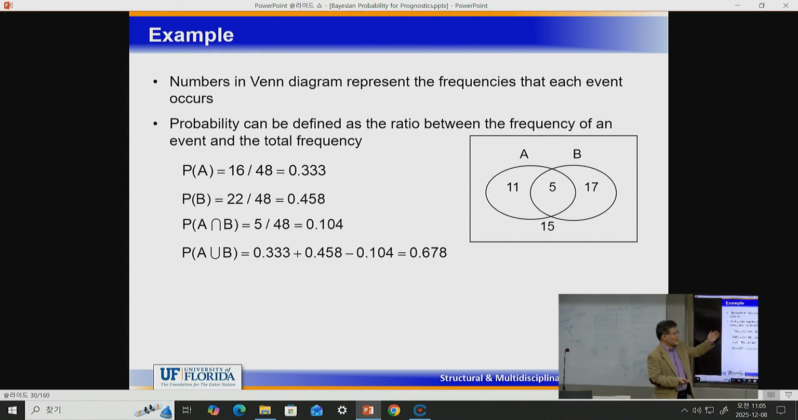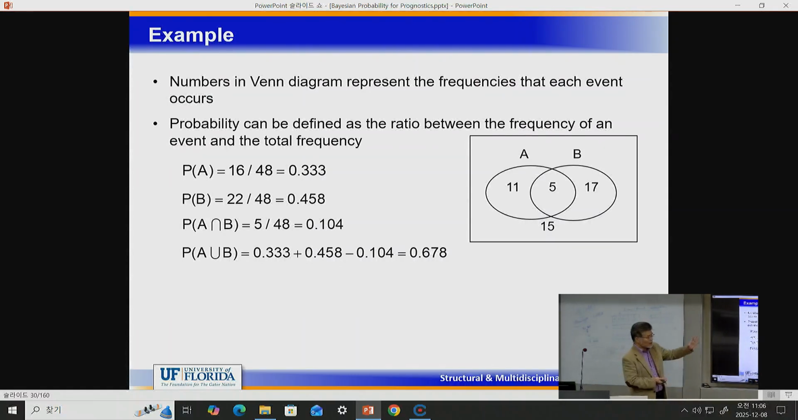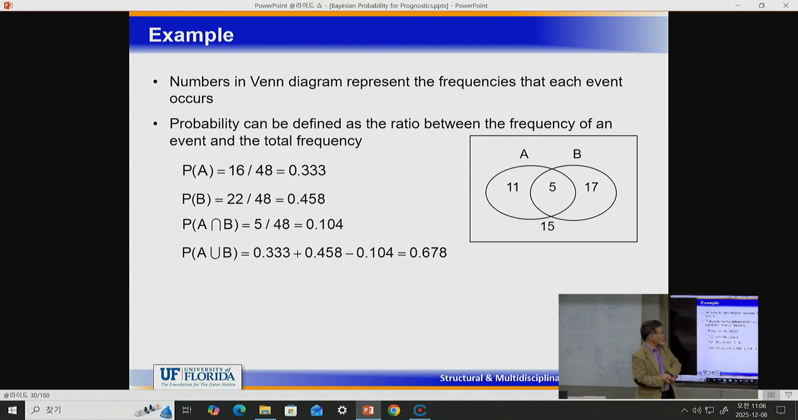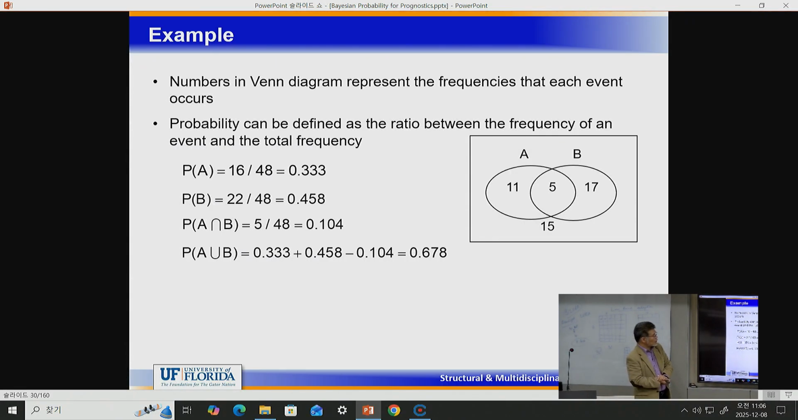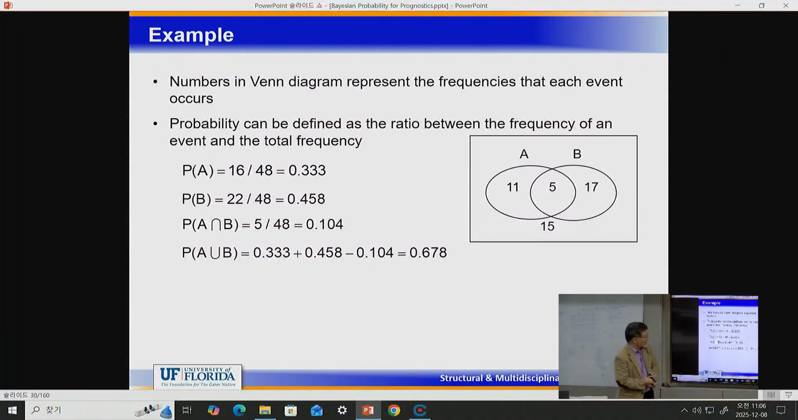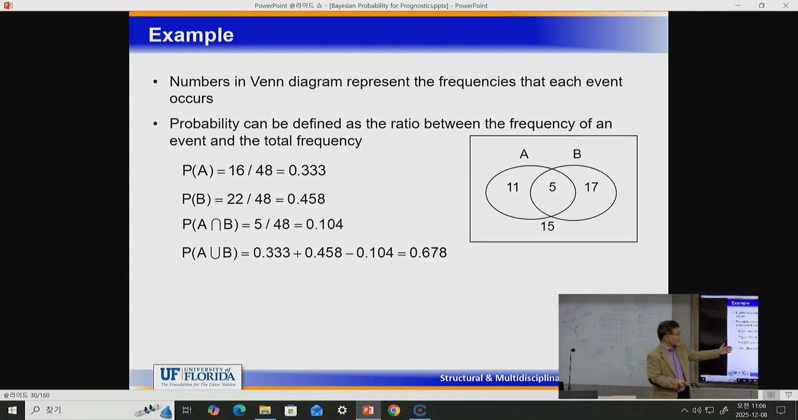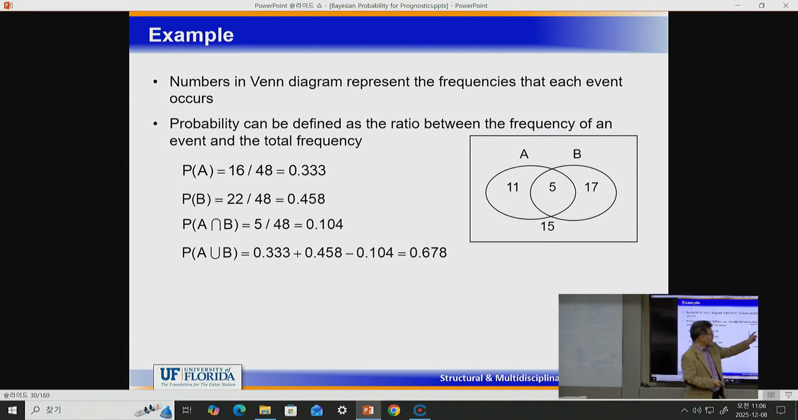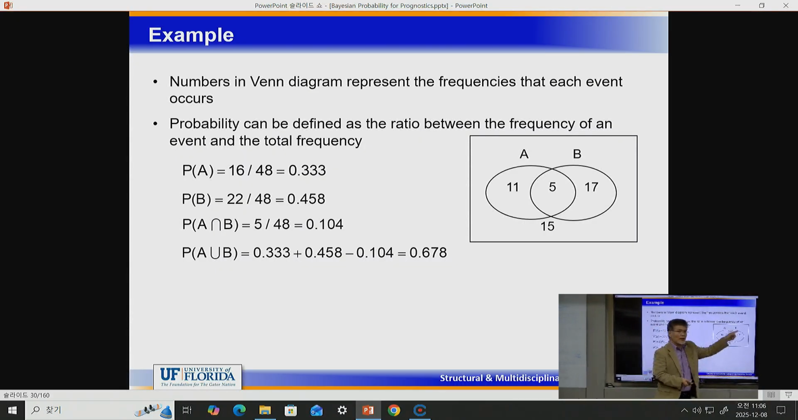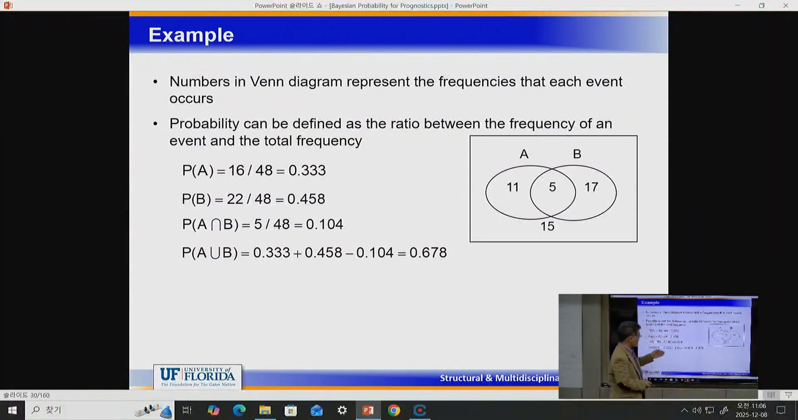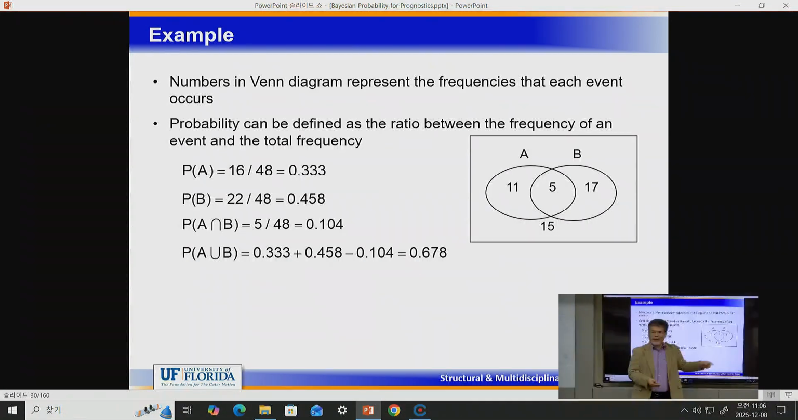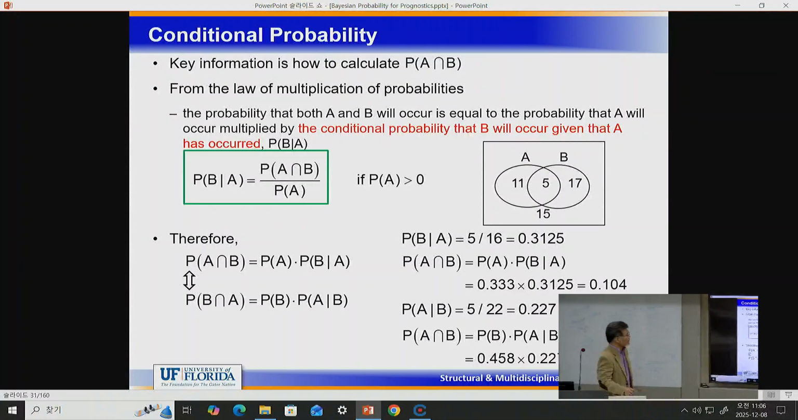So probability of A: the total events of the entire sample space is 48 if you add all the numbers, and event A is 11 plus 5, so 16 over 48. Event B is 22, right? So 22 over 48, and the intersection is 5, so 5 over 48. For the union, you can add the probability of A and the probability of B and subtract the probability of the intersection, or you can count how many altogether and then calculate it, right? So that's the common thing that you do.